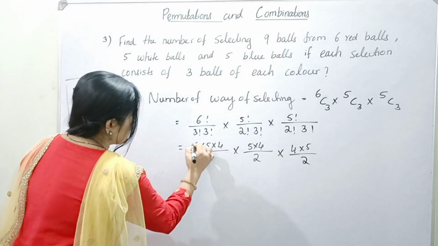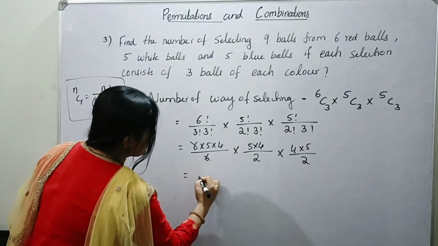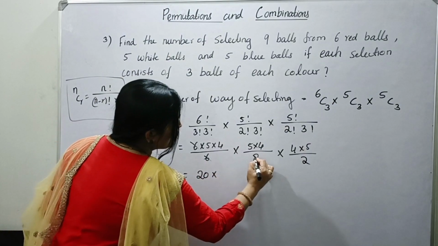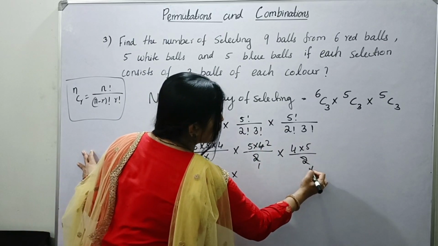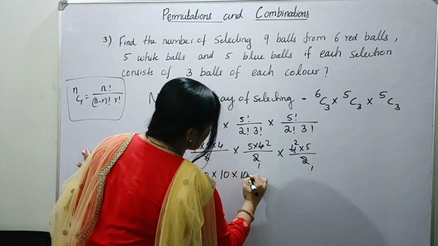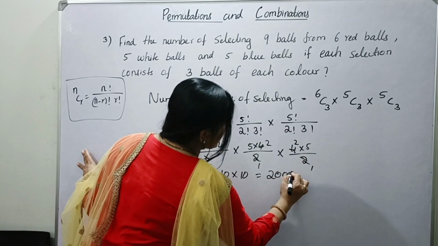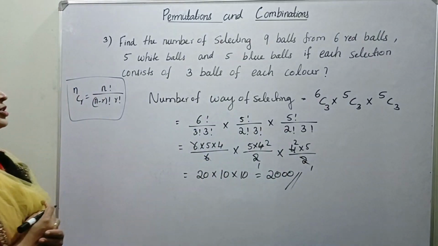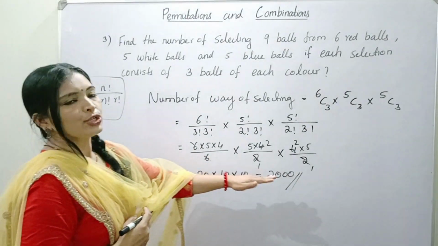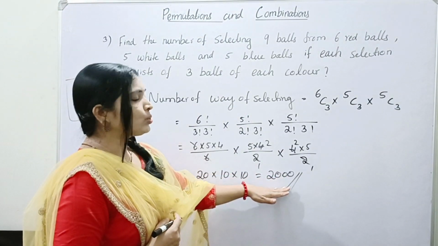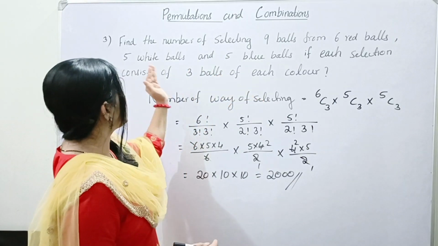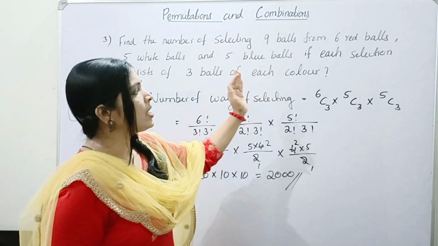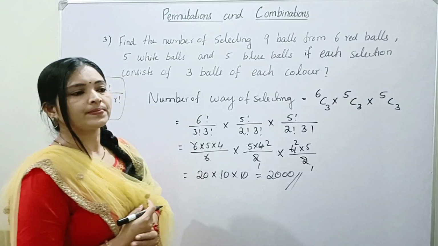Next, here 6 cancelled, then 20 into 2 ones are 2, 2 twos are 4, so 10 into, here also 2 ones are 2, 2 twos are 4, into 10, that is 2000. So the number of ways of selecting is 2000. In 2000 ways we can select 3 red balls, 3 white balls and 3 blue balls out of these balls.